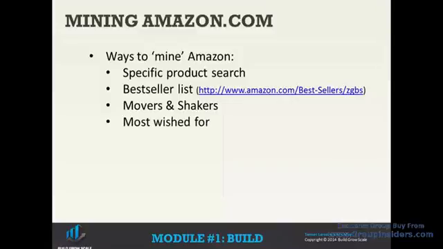Also, most wished for. This is another category where you can see what people wish or have added to their wish list that they want to buy at some point or wish someone would buy for them. Those are products that have a desire for them, right? So let's do an example real quick.